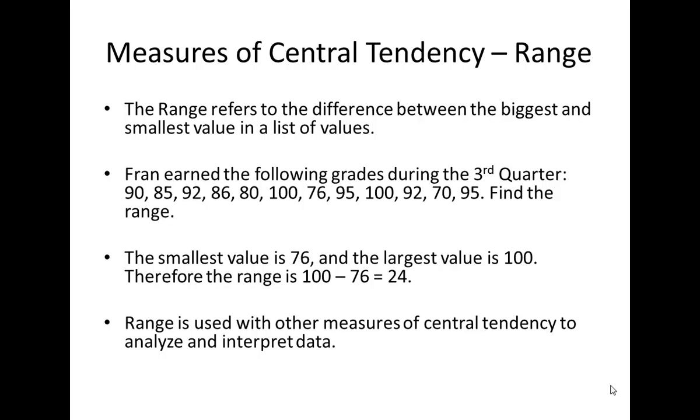Let's start with range. The range refers to the difference between the biggest and the smallest values in a list of values. For example, we can look at a list of grades that Fran earned during the third quarter. The smallest value in this list is 76, and the largest value is 100. Therefore, the range is 100 minus 76, which equals 24. Range is used with other measures of central tendency to analyze and interpret data.